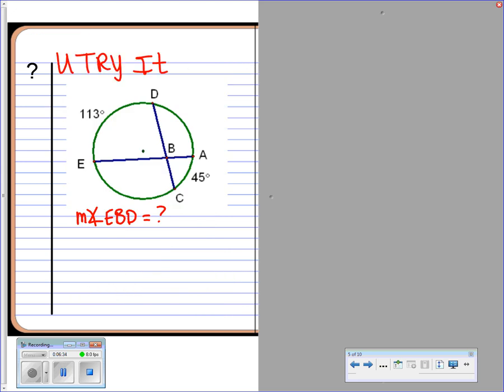All right, using the one I just did as a model, you go ahead and set up the equation, and you could come up with your own variable for that angle. You can write the measure of angle EBD right into the equation that you're going to use. But in any case, go ahead and set up an equation, and then solve for the angle EBD. Put me on pause and go to work.